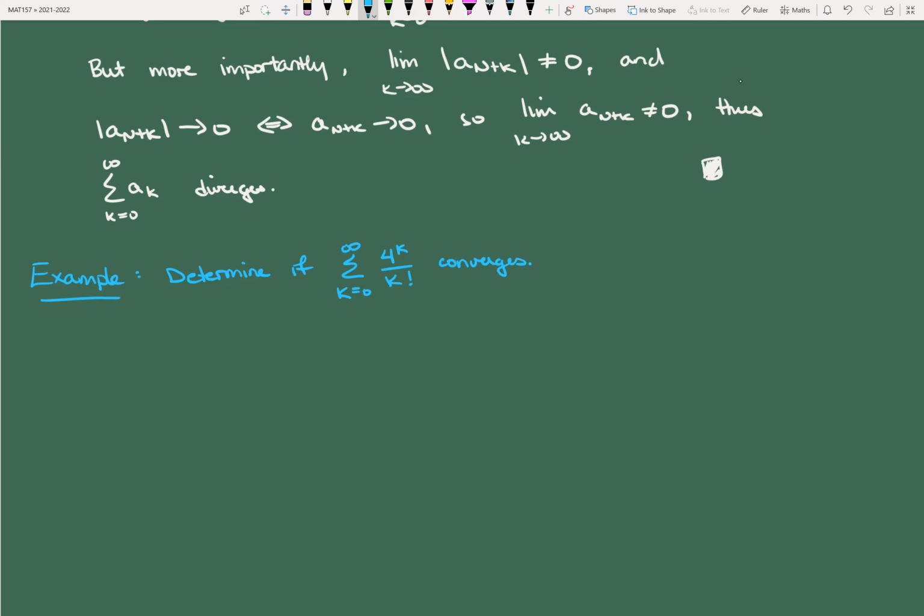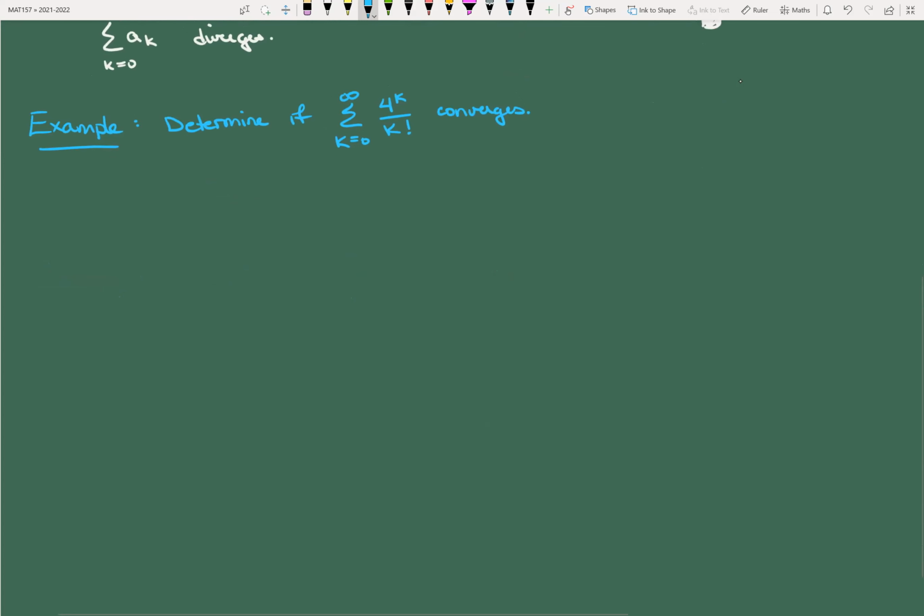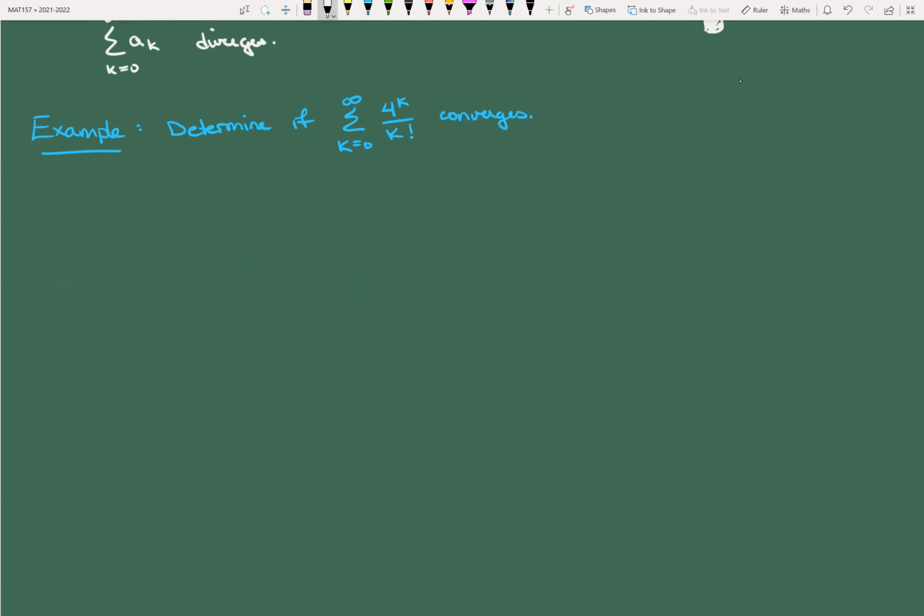Like there's a k in both the numerator and denominator, and both of these terms are growing quickly, right? So it's really, really not clear who's winning in this fight. Like is 4 to the k winning? Is k factorial going to win? Who's going to win this fight? It's not clear. Right? So the ratio test, though, will make this very clear very quickly.